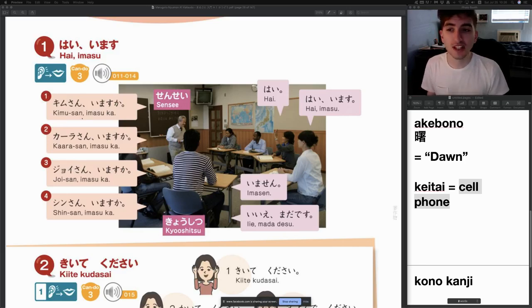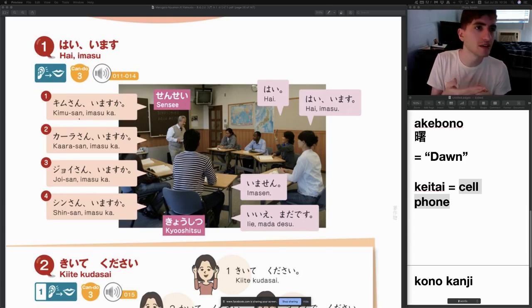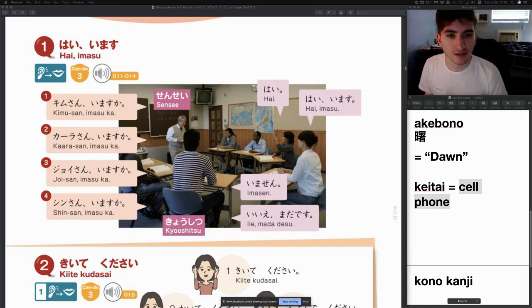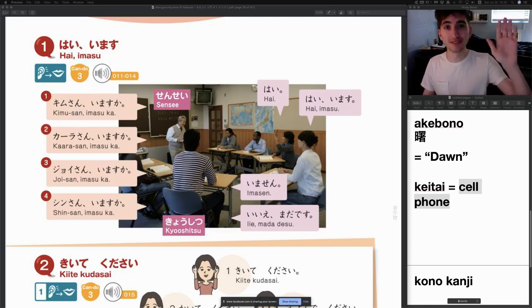Kim-san, いますか? This is a good phrase. いますか means, is he here? Or is she here? Are they present? The sensei is taking roll. He's taking attendance. Is Kim here? And I guess this is Kim. She's saying, はい. If you want to respond positively, yes, I'm here, you could just say, はい.